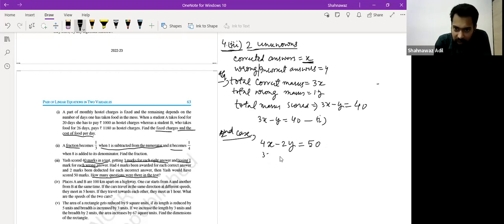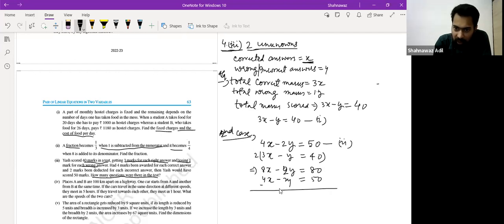So 3x minus y is 40, and we will use elimination. So this becomes 8x minus 2y is 80. And this is the second: 4x minus 2y is 50. So minus plus minus, right? So this is 4x, and this is 30, right? So these marks are in fraction.